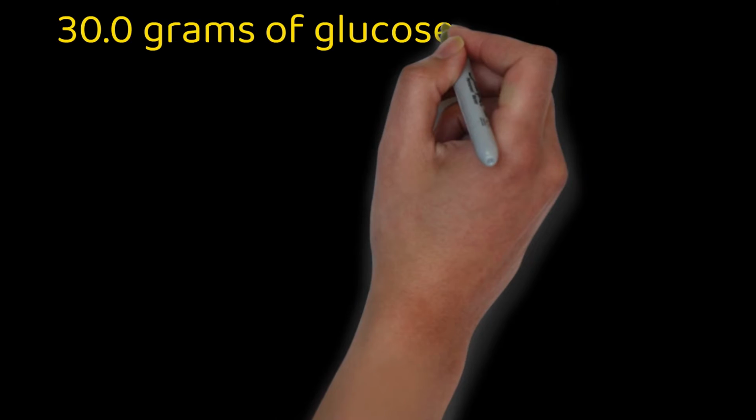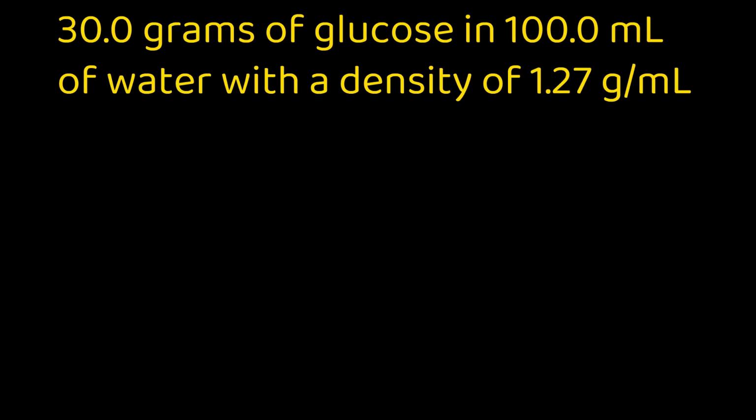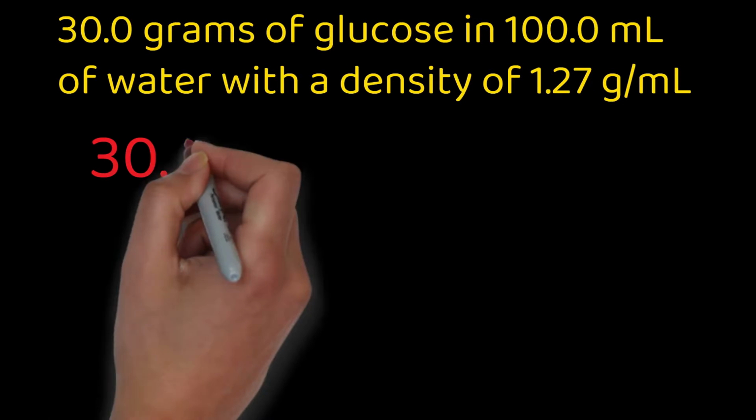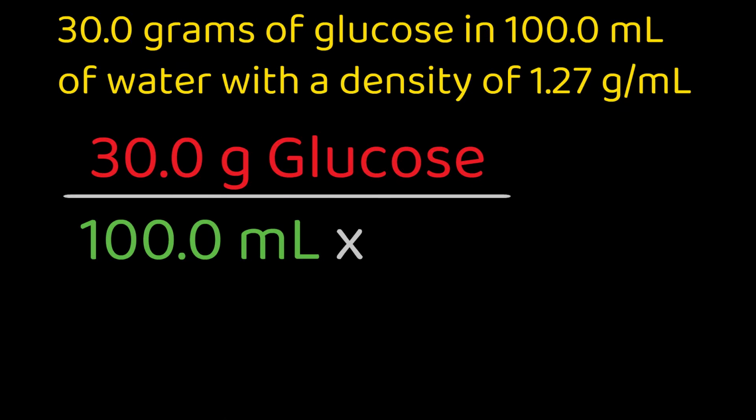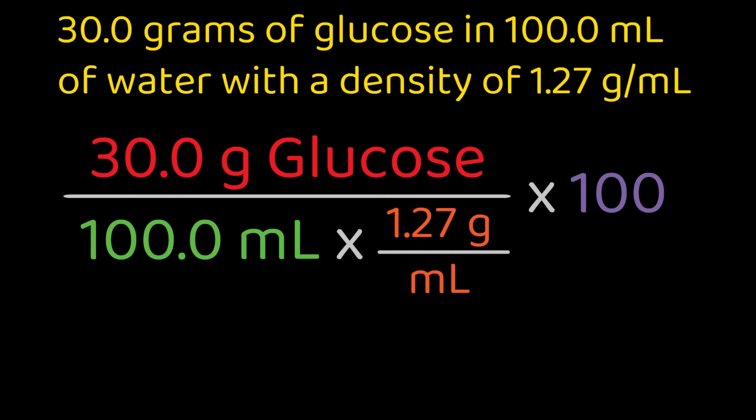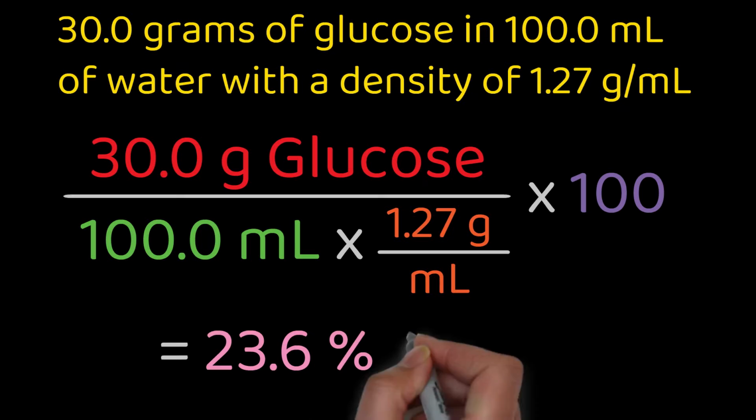Let's look at a solution and calculate all of our concentration values for it. Let's say we have 30 grams of glucose in 100 milliliters of water with a density of 1.27 grams per milliliter. The mass percent of glucose in this sample requires us to calculate the total mass in grams of the sample, which we can do using the density. So the mass percent is equal to 30 grams of glucose divided by 100 milliliters times the density of 1.27 grams per milliliter, all times 100, which gives us 23.6% glucose.